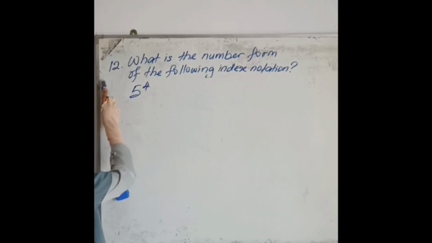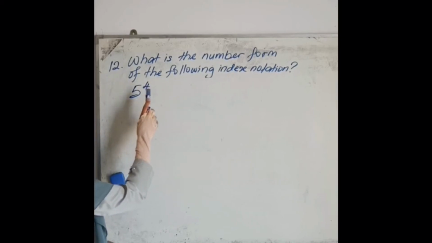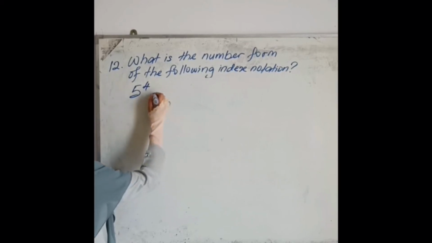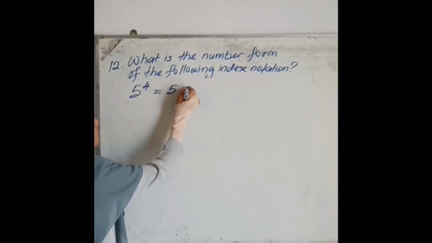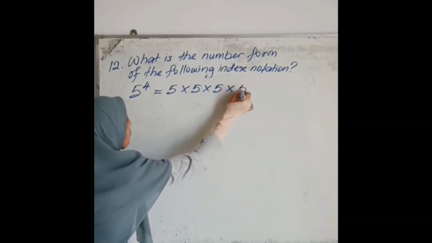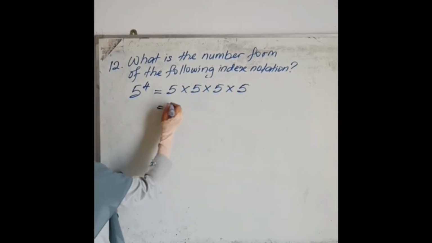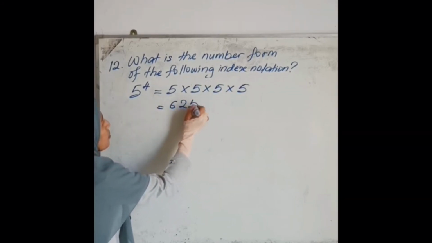Okay, number 12. What is the number form of 5 to the power of 4? So 5 to the power of 4 is 5 times 5 times 5 times 5. So the answer is 625.